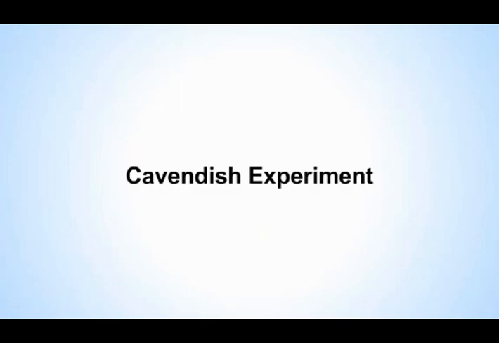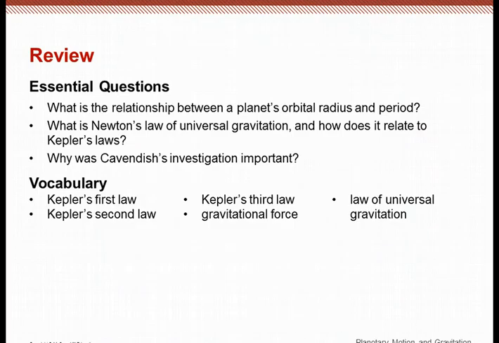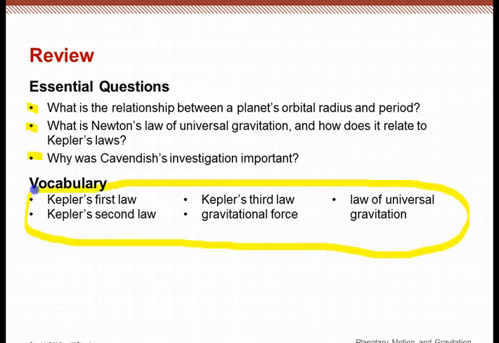So Cavendish's experiment was actually pretty significant in that it was the first experiment to actually measure the value of big G, the value that Newton just theorized about and was able to give a guess on what it was based on planetary motion, whereas Cavendish actually did something in his lab to measure big G. Hopefully after this video you can answer these three essential questions and you have a decent idea of this vocabulary.